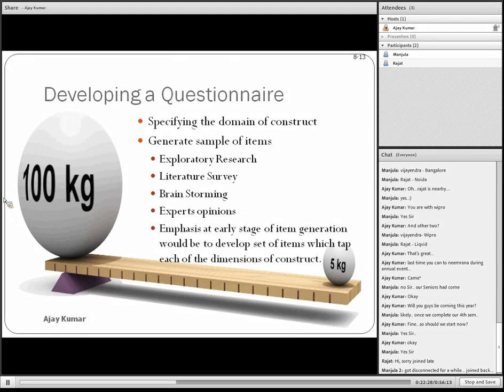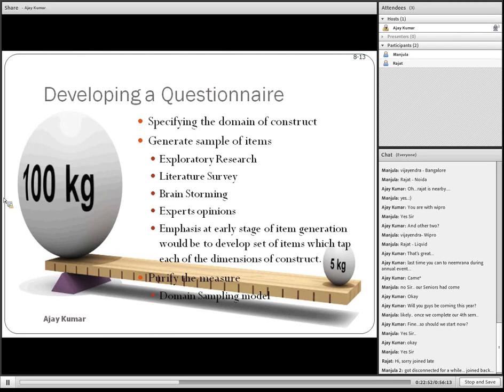Now, emphasis at the early stage of item generation, this is an important line, would be to develop a set of items which tap each of the dimensions of the concept. That is why specifying the domain was important, because the domain will tell us whether we have covered everything that is associated with the construct. So that is how specification of domain is important.